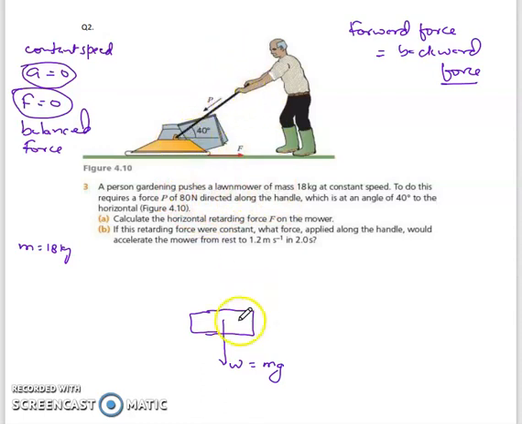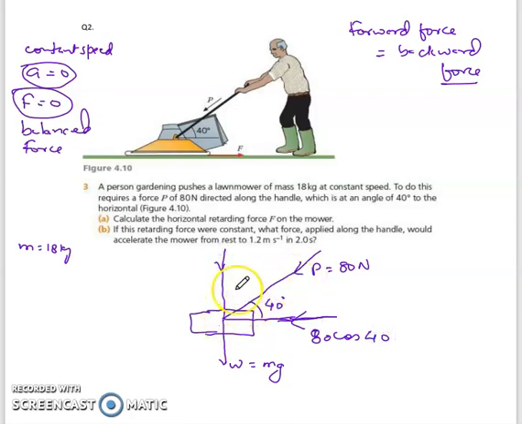This is the handle, right? So if you see, this is the handle. I'm going to consider this as the handle, and this P is the force, which is 80 Newton, and this is making an angle with the horizontal of 40 degrees. So I'm drawing here 40 degrees. First of all, I have to resolve these forces, right? So P is 80, so the horizontal component is 80 cos 40. And the vertical component is going downwards, so I'm going to write here 80 sine 40.